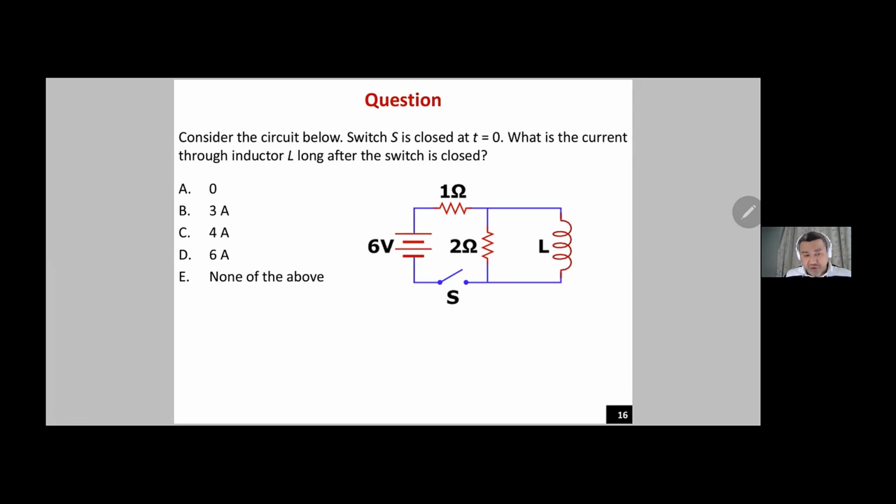The word long after the switch is closed means that t equals infinity or 5 tau. Both are correct. 5 tau, we can consider it as an approximation to infinity. You can use t equals infinity in that exponential function that we have introduced for the current. Again, back to here, at t equals 0, the switch is closed. I need to calculate the current that goes through the inductor at t equals after a long time of the switch being closed.